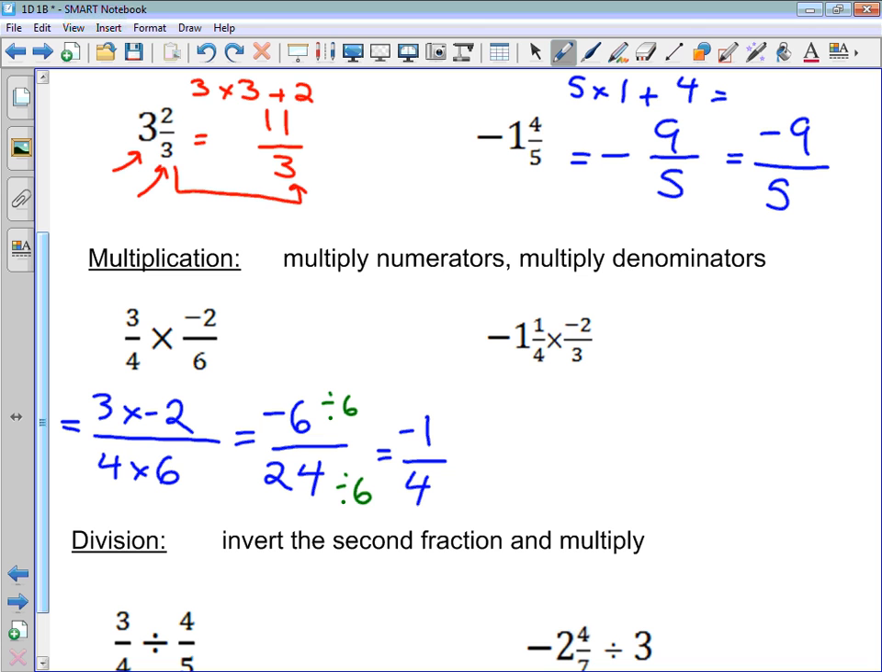So should we try this next one here? We've got, let's see, negative 1 1/4 times negative 2 over 3. What should we do first here? Yeah, we want this to be an improper fraction first. So we take our negative 1 1/4 and let's make it an improper fraction. So we know that it's going to be negative. We know we're going to have a 4 in our denominator, and then we do 4 times 1 plus 1 is going to give us 5. So this becomes 5 times negative 2 over 3. Okay.